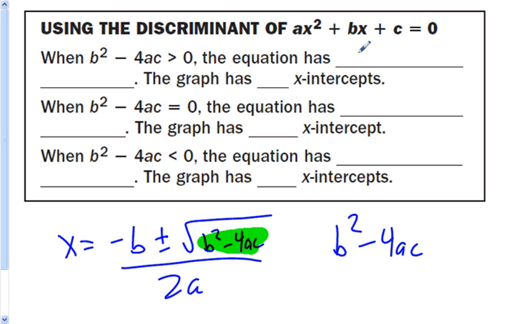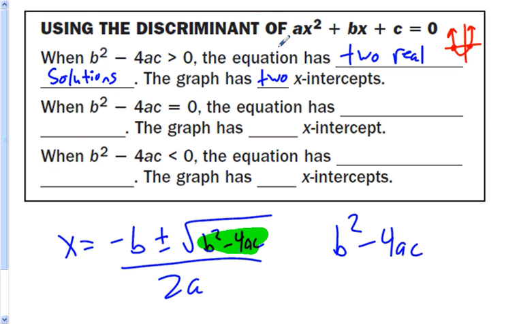The equation has two real solutions, which basically means that the graph has two x-intercepts because solutions are x-intercepts. So just a little sketch of that graph might be something like this, where you have a parabola and it crosses the x-axis in two places. It has two real solutions. So if you calculate the discriminant and you notice that's a positive number, then you know you have two real solutions.